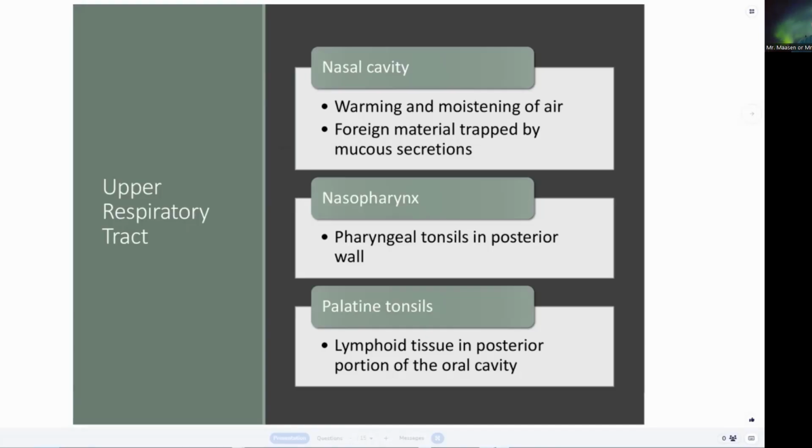Upper respiratory tract, you can summarize that as three parts, really. Nasal cavity, its job is to warm and moisten the air, and this is an A&P review. Again, foreign things, dust particles, bacteria, viruses, hopefully get trapped in mucus secretions and are kept from getting to the lungs. Nasopharynx is the back of the nose that meets with the throat.